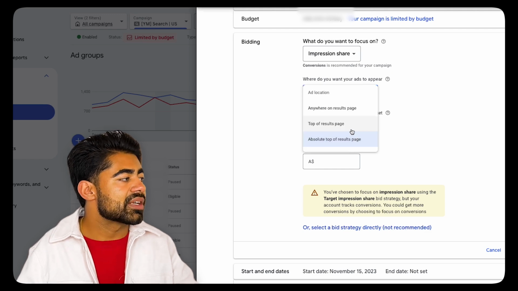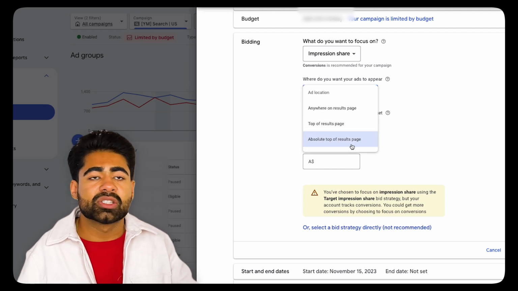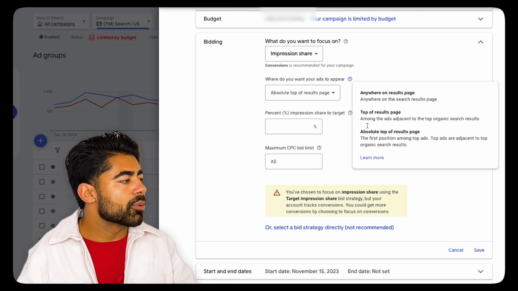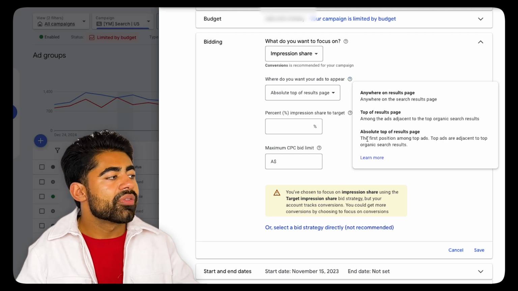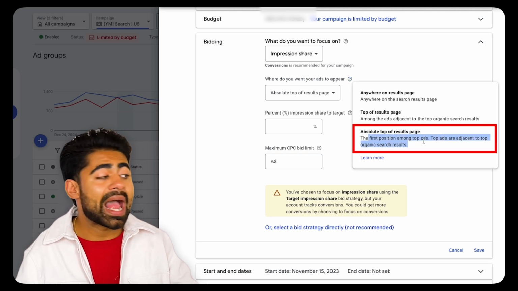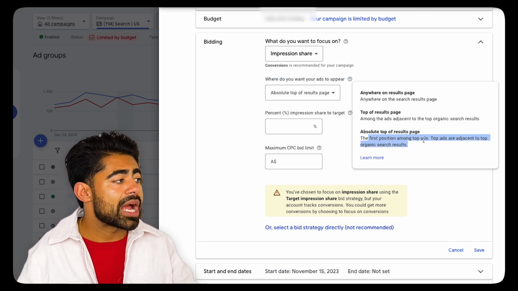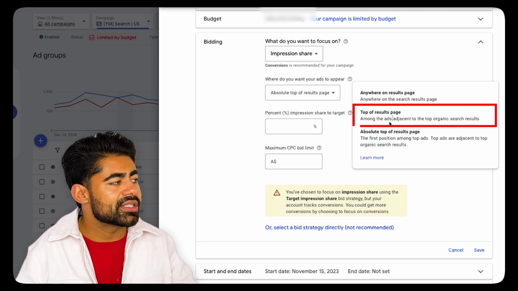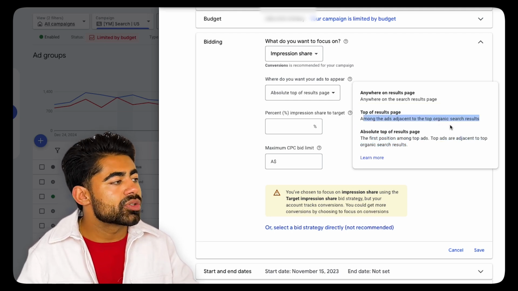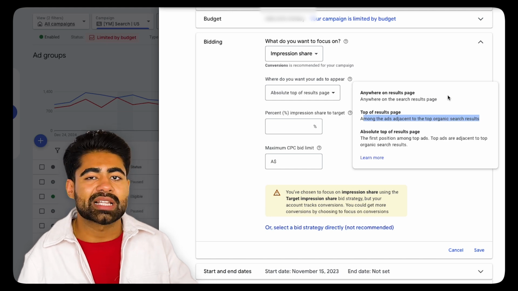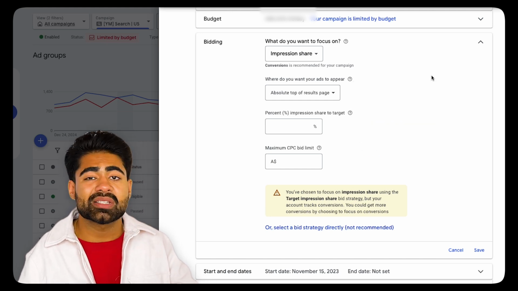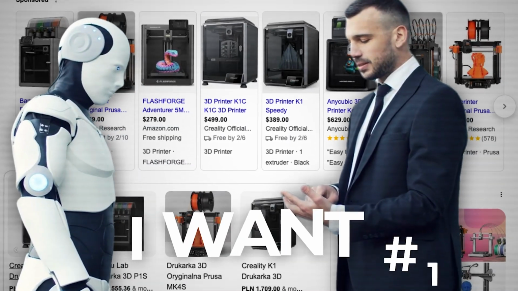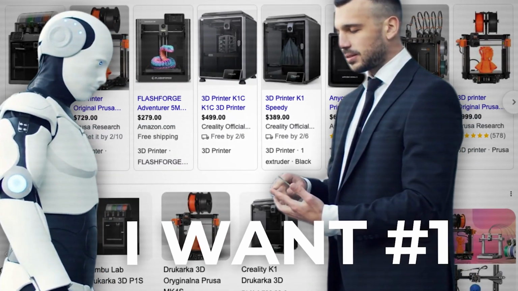The biggest difference between absolute top is where, in this situation, if we look right here, we can see the absolute top is essentially the first position among the top ads. The top ads are adjacent to top organic search results, whereas you could go after top of results page, which is essentially among the ads adjacent to the top organic search results. That's the biggest difference between both. But this is a very powerful strategy because this directly tells Google that, hey, you're interested in ranking number one and you can bid accordingly to what your goals are.